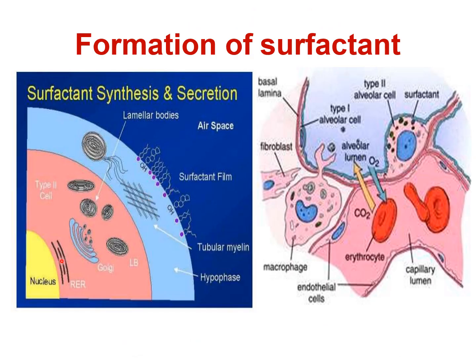This is one more picture. You can see the ER and the lamellar bodies releasing the surfactant by exocytosis and spreading like a meshwork, tubular myelin. The important component of surfactant is DPPC, dipalmitoyl phosphatidylcholine. This is one more picture, a type 2 alveolar cell releasing the surfactant, spreading along the alveolar surface.